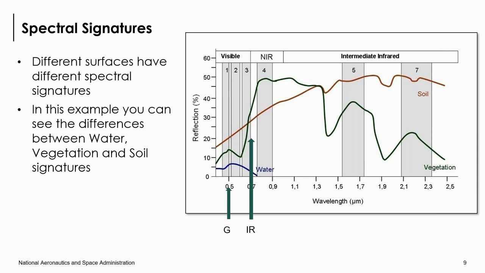In green, you can see a typical vegetation signature that has a small reflectance peak in the green portion of the spectrum and a very high peak in the near-infrared portion of the spectrum. Soil tends to have a steadily decreasing reflectance value in the visible and near-infrared, which you can see here in the brown line. And water tends to absorb most energy. Therefore, the reflectance is low throughout with a small peak in the blue that you can see here.